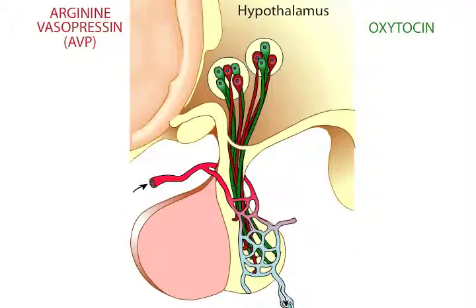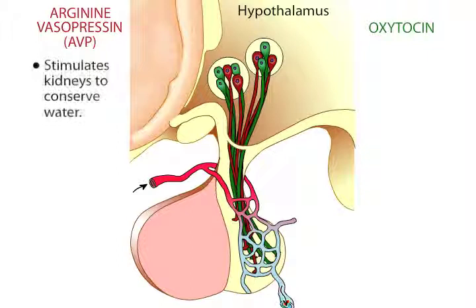The AVP-producing neurons respond to signals relating to thirst and water regulation. If body fluids have a high osmolality, this signal causes the neurons to release AVP into the bloodstream. AVP stimulates the kidneys to conserve water. Although water conservation is its major role, AVP also triggers blood vessels to contract, which increases blood pressure.